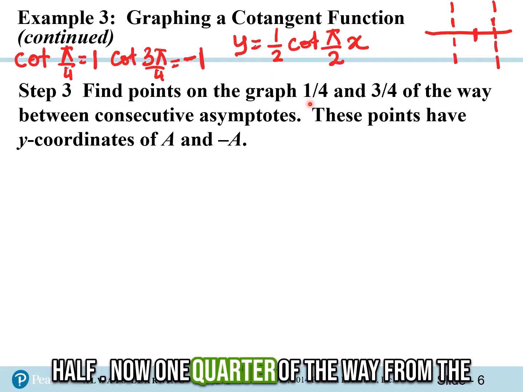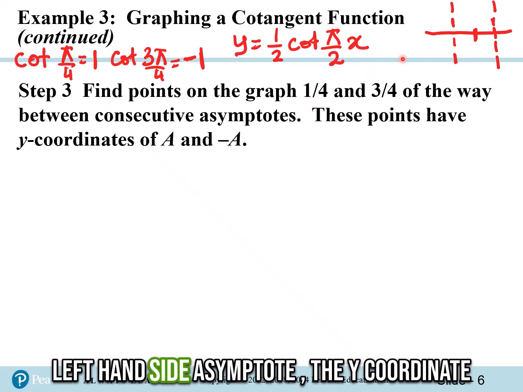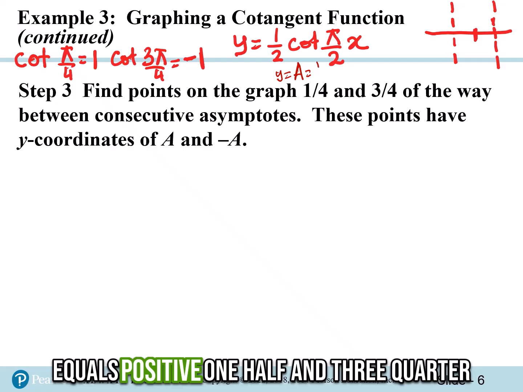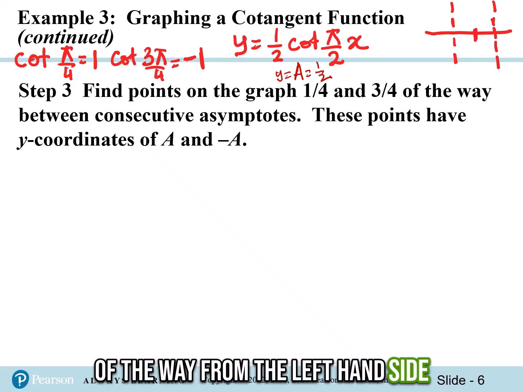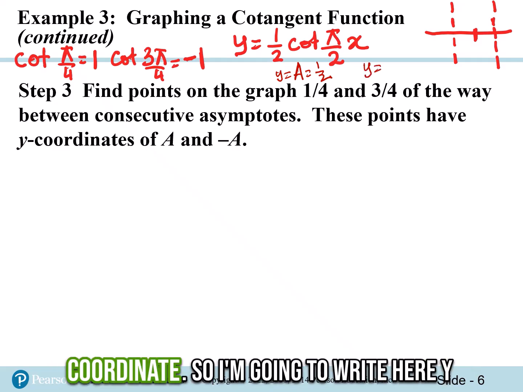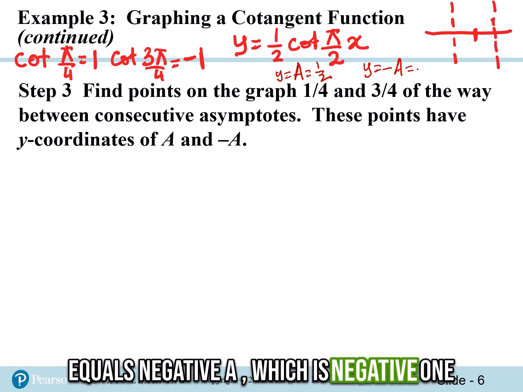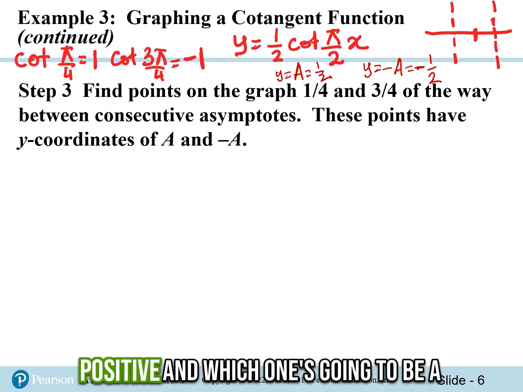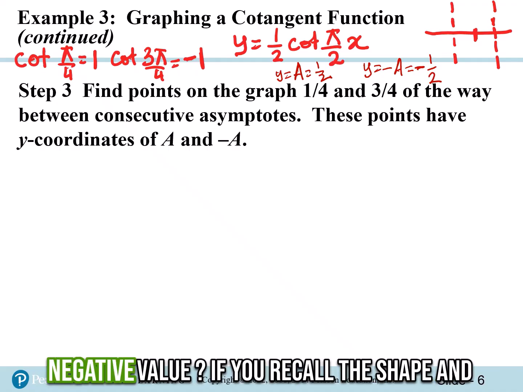Now 1/4 of the way from the left-hand side asymptote, the y coordinate will be a positive 1/2. So y value will be a equals positive 1/2, and 3/4 of the way from the left-hand side asymptote, it'll have a negative a for the y coordinate. So I'm going to write here y equals negative a, which is negative 1/2. How do I know which one's going to be a positive and which one's going to be a negative value?